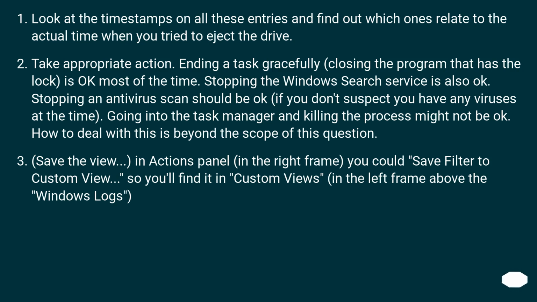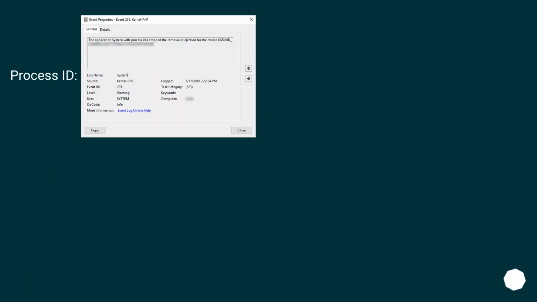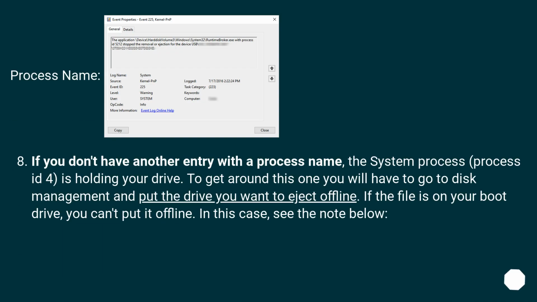Save the view. In the Actions panel, in the right frame, you could save Filter to Custom View. So you'll find it in Custom Views, in the left frame above the Windows logs. Process ID. Process name.